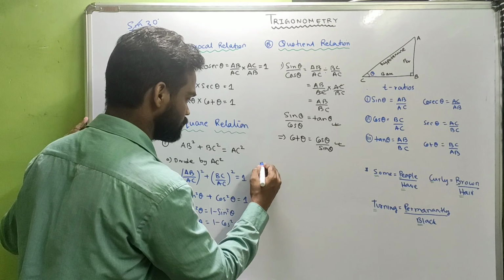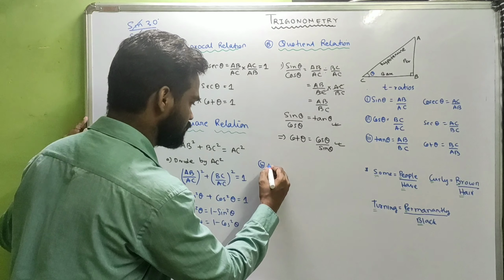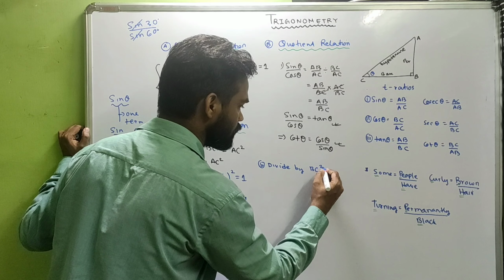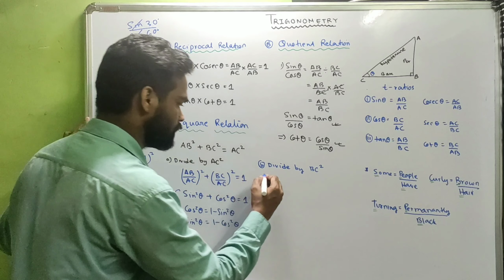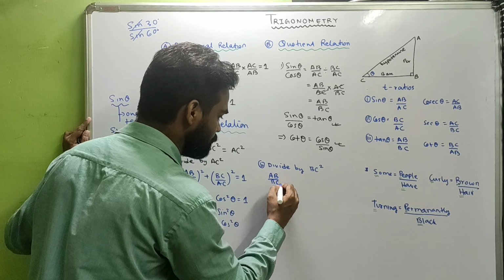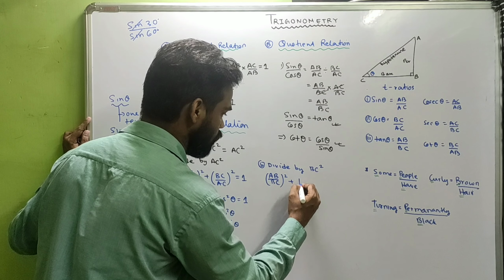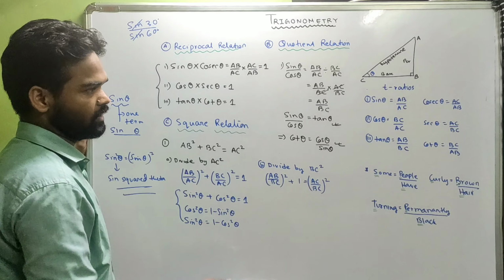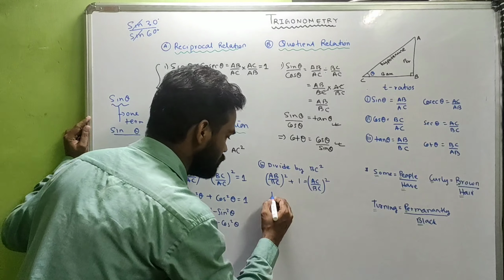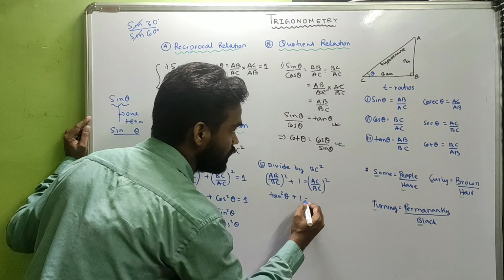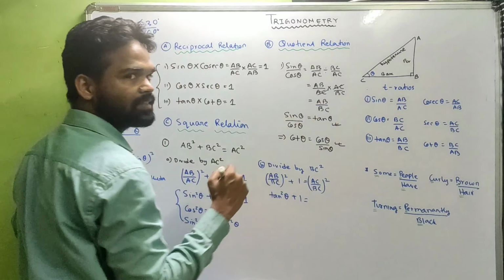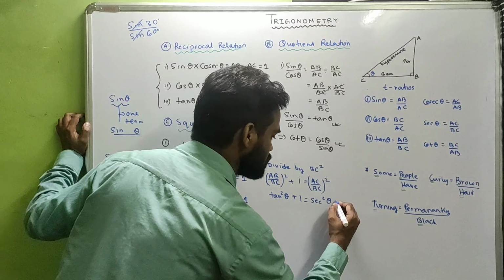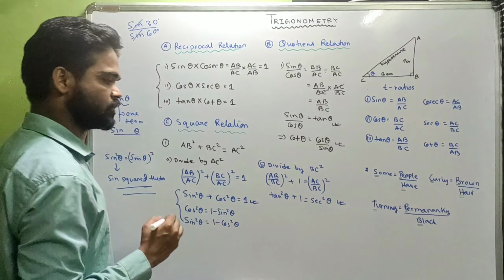Now look over here. I'll divide the entire thing by, suppose, BC square. So when you divide by BC square, what do you get? AB by BC whole square plus 1 equals AC by BC whole square. Now look carefully. AB by BC is nothing but tan theta. So this will be tan square theta plus 1. And AC by BC, if I'm not wrong, is sec theta, the reciprocal of cos. So it will be sec square theta. So this is my second square relation.